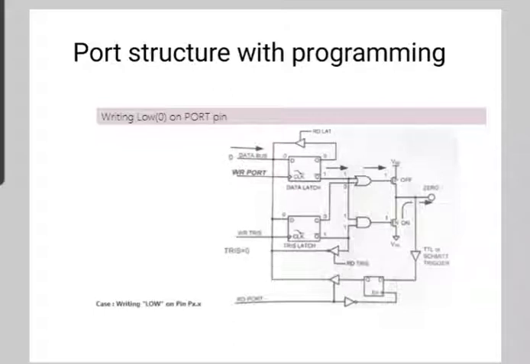and the pins of the port are labeled as RPN, where P is the port letter and N is the port bit number. For example, port A pins are labeled RA0 to RA7, and port B pins are labeled RB0 to RB7, and so on.